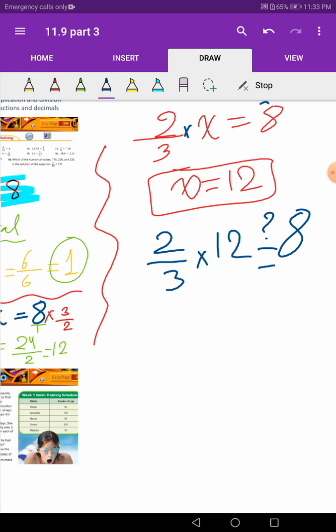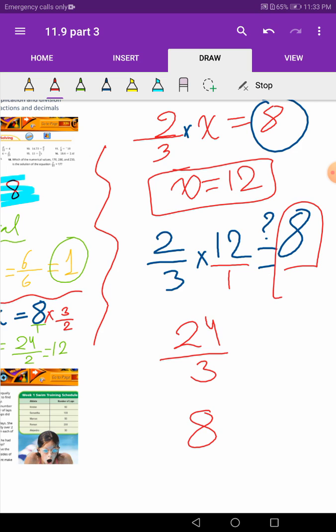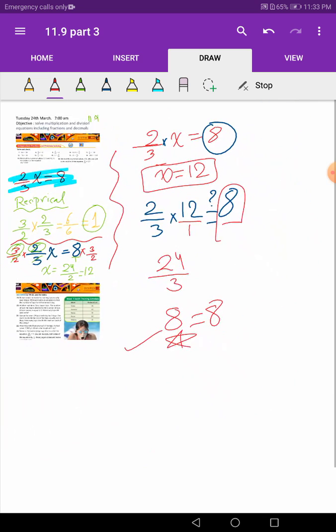The second side? Let's see. So we can put it over 1. 12 times 2 is 24, and 3 times 1 is just 3. Now we have 24 over 3, which means 24 divided by 3, and it's 8. Does it equal the second side? Yes, it does. As simple as this.